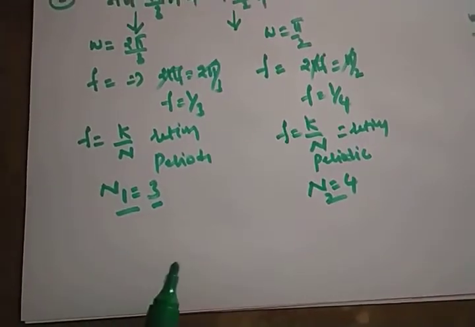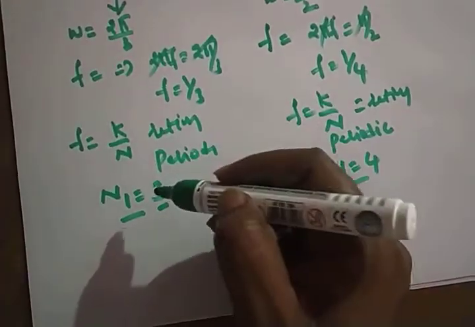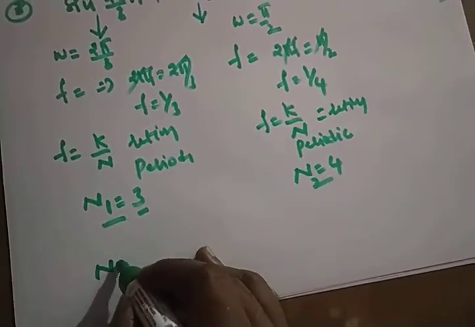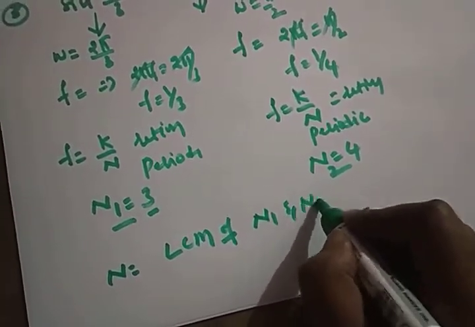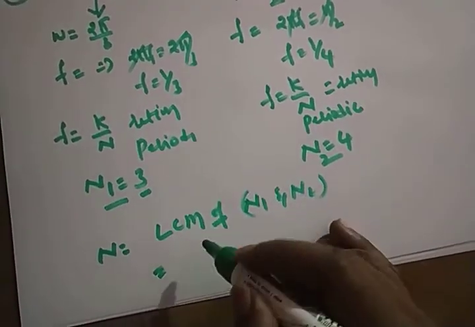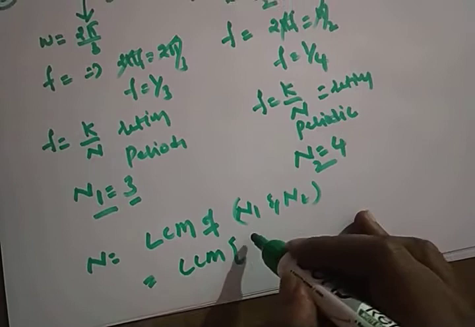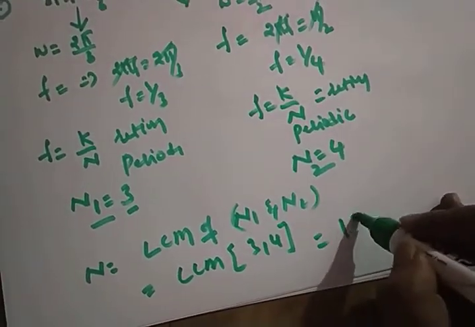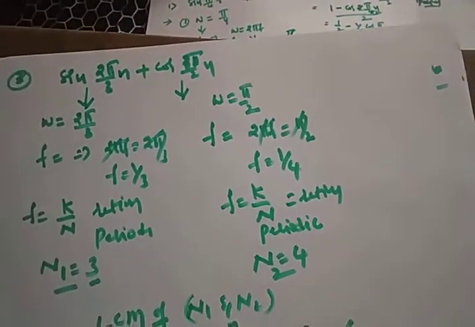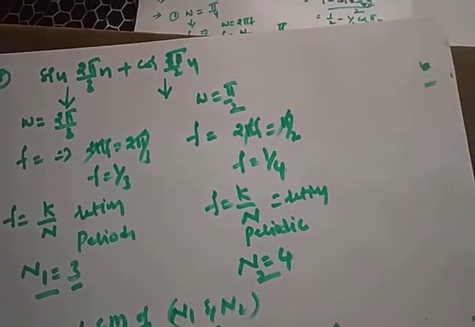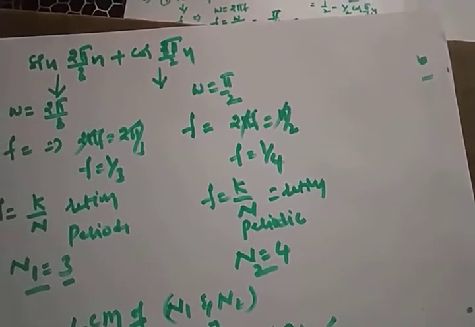Now what is the period? There are two periods, N1 and N2. What is the actual period for this signal? That means N is the LCM of N1 and N2. So what is the total period? LCM of 3 and 4. What is that value? So the total period is 12. In this way you have to calculate if two functions are present in the system. First find the N1 value and the N2 value. From this you calculate the period value. Right?